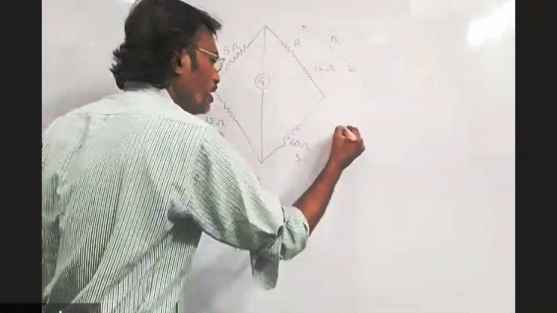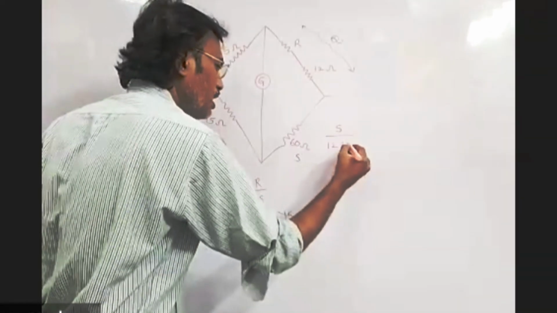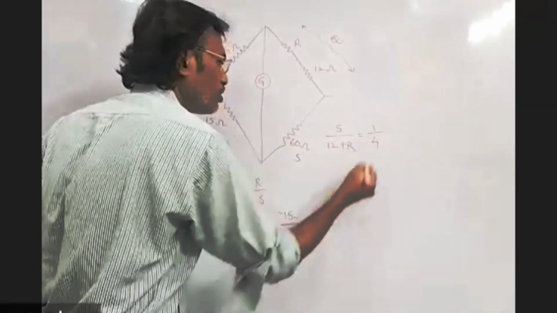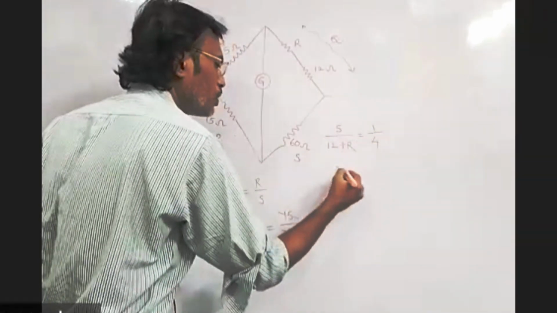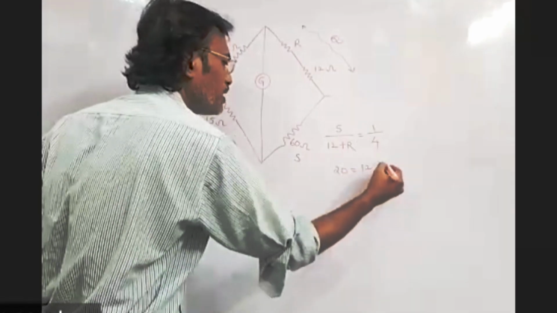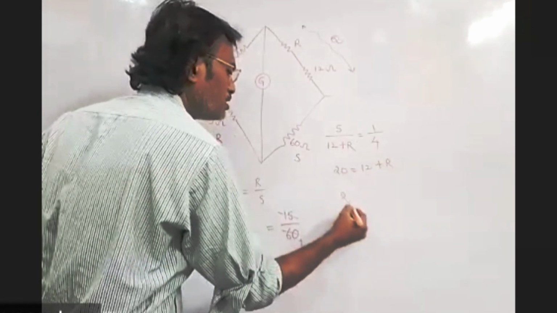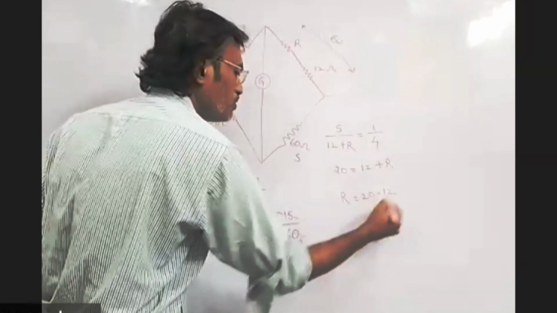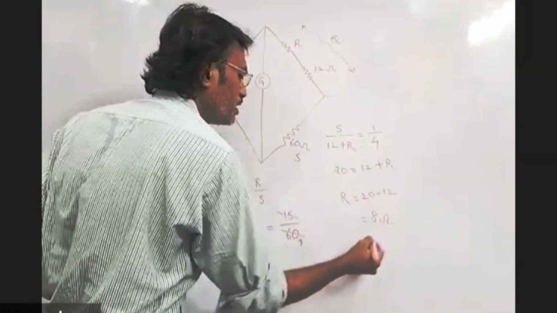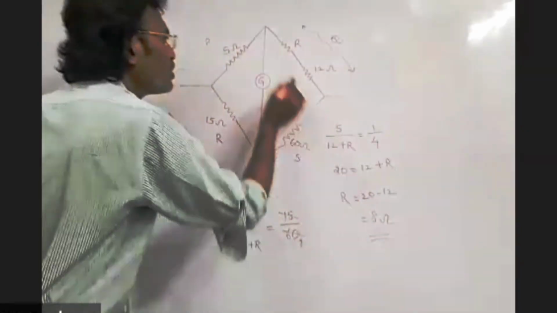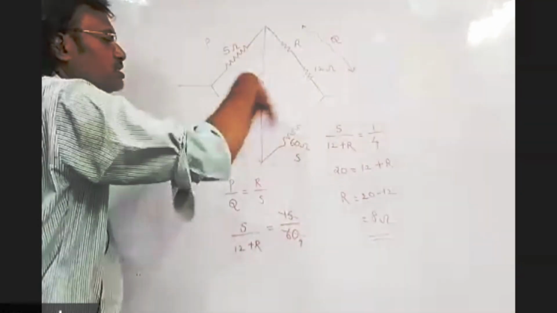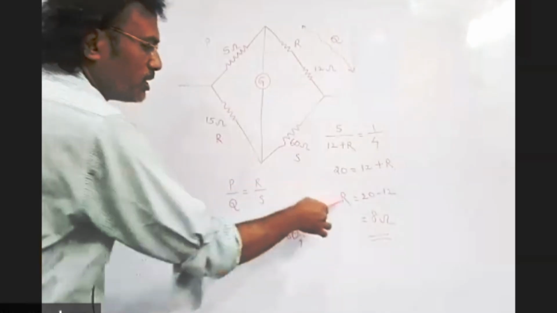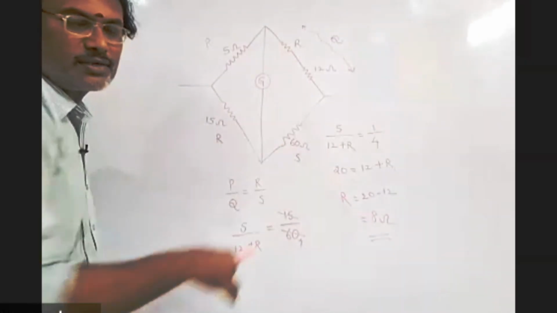Now 5 by 12 plus R is equal to 1 by 4. 4 fives are 20, which is equal to 12 plus R. Then R is equal to 20, take this 12 to this side, minus 12. 20 minus 12 is equal to 8 ohm. It means if you connect 8 ohm in the place of R, then the bridge is balanced. Okay, that is the question, and R equal to 8 ohm is the answer.